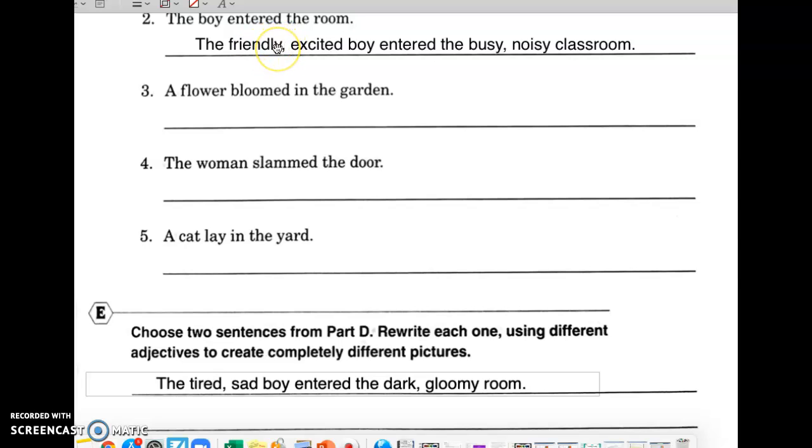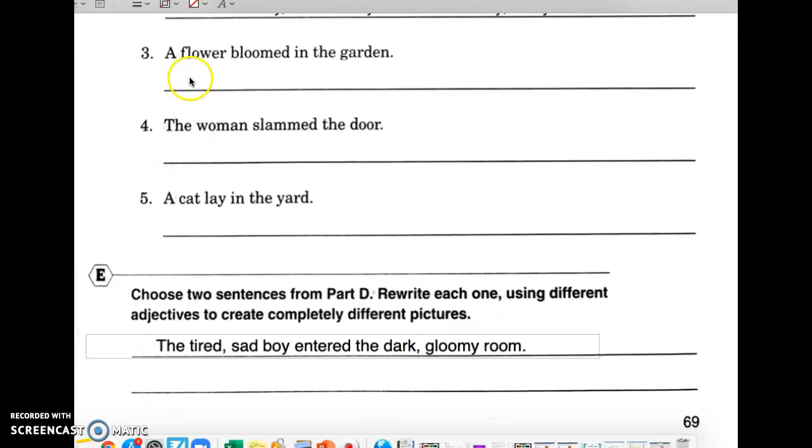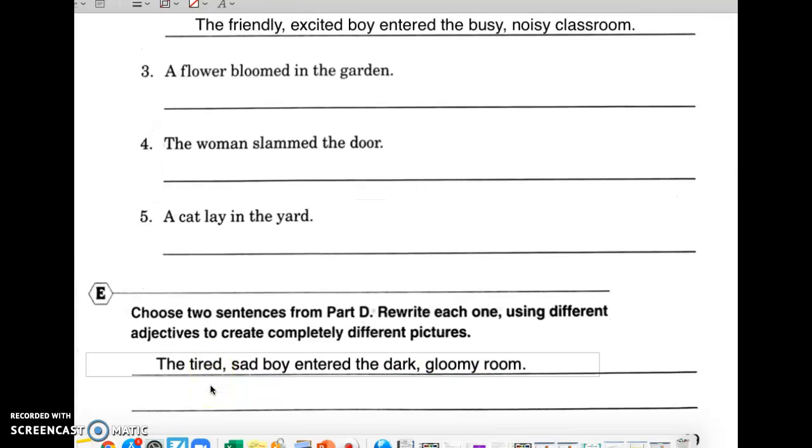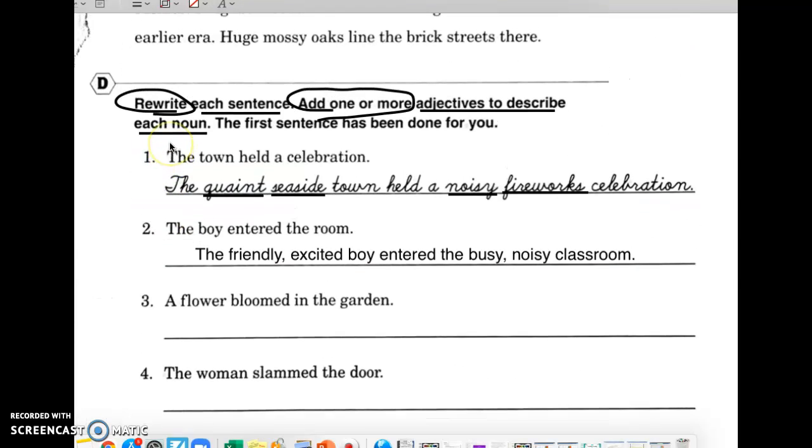These are much more exciting, much more uplifting and upbeat. Okay? Notice that they're both changing the same sentence. The boy entered the room. Even though they both came from that same sentence, the adjectives that we use to describe them can change our sentence entirely. You're just going to choose one more of these sentences and change it entirely by you choosing completely different adjectives for the next one. And that's all you're doing in this one.